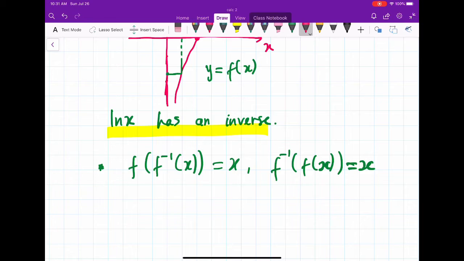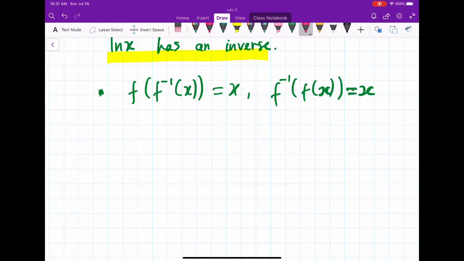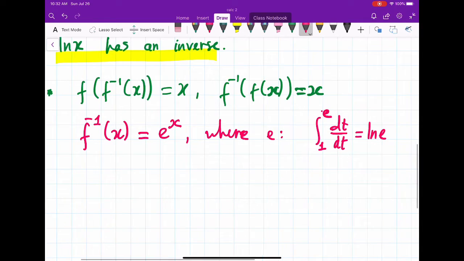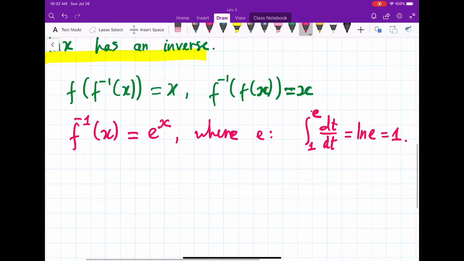I will call such function f to the negative 1 of x equal to e to the x, where e is the number such that ln of e, or the integral from 1 to e of dt over t, is 1. This is ln of e, and this is 1, right? We studied the definition of e in the previous video, okay?